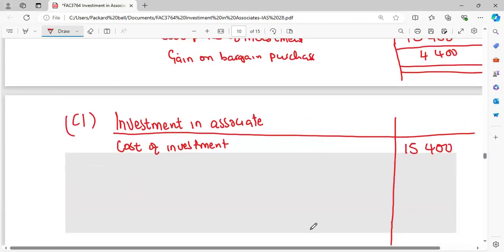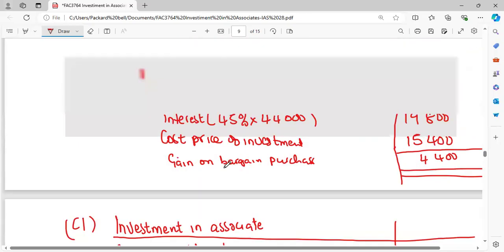We already have gain on bargain purchase, the gain on bargain purchase of 4,400. So it's going to increase our investment. It's an excess. So it's a gain. So it's going to increase our investment. Then let's look for anything that needs to be calculated.